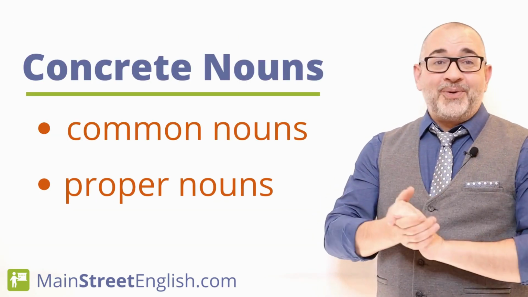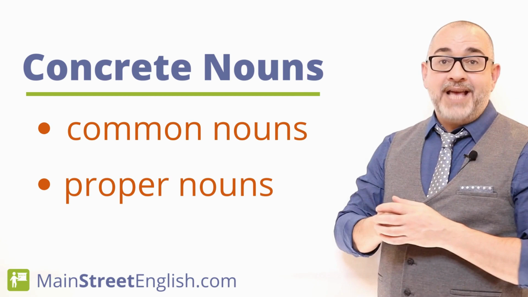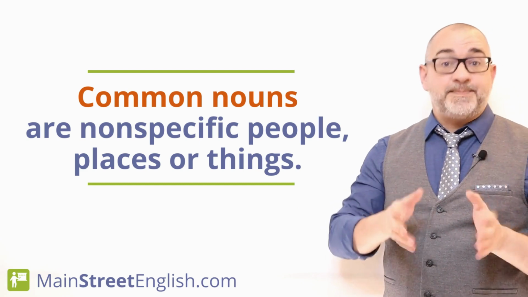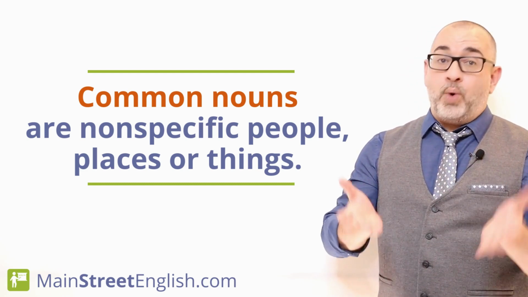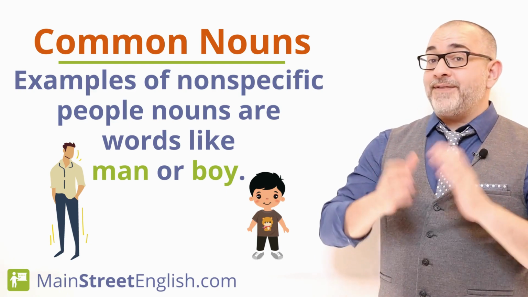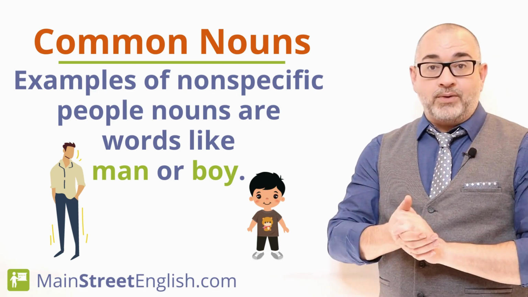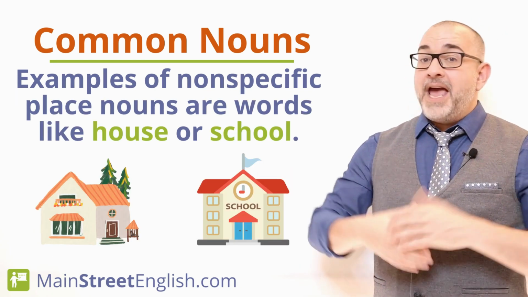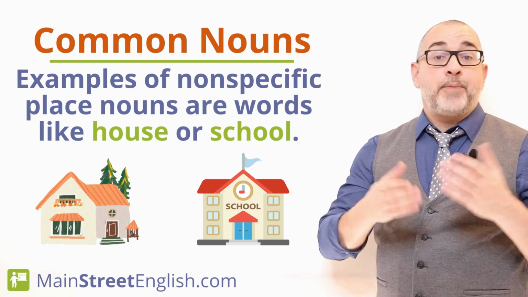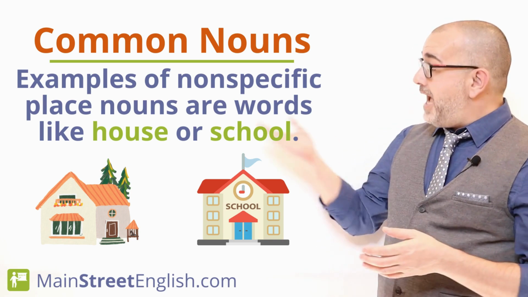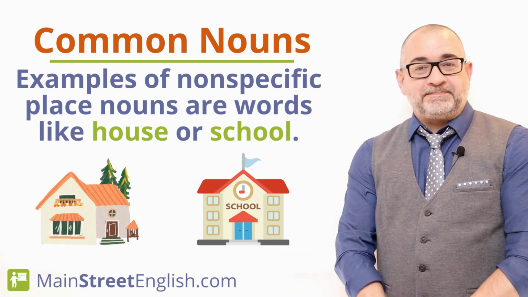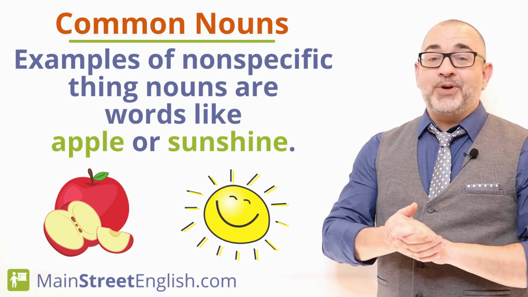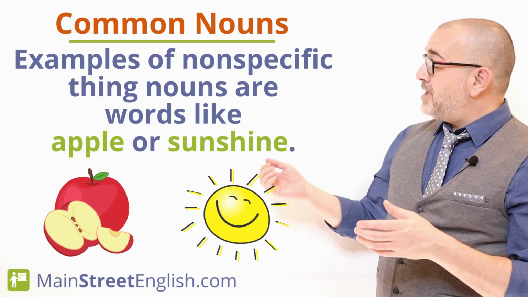them. Concrete nouns can be common nouns and proper nouns. Common nouns are non-specific people, places, or things. Examples of non-specific people nouns are words like man or boy. Examples of non-specific place nouns are words like house or school. Examples of non-specific thing nouns are words like apple or sunshine.